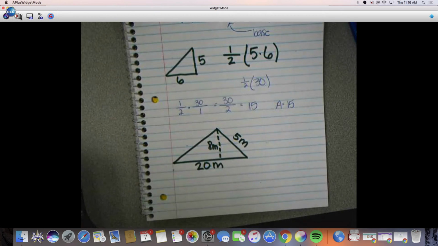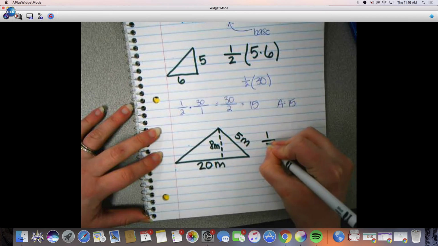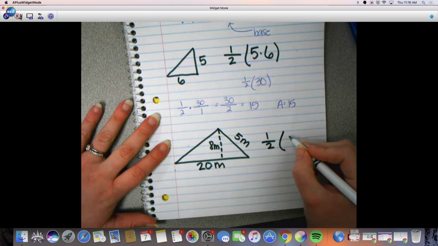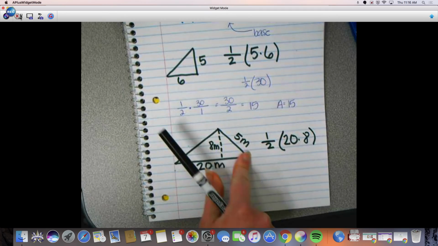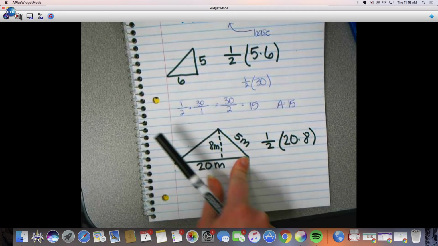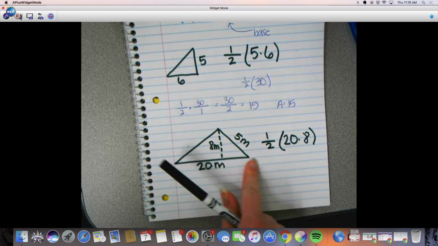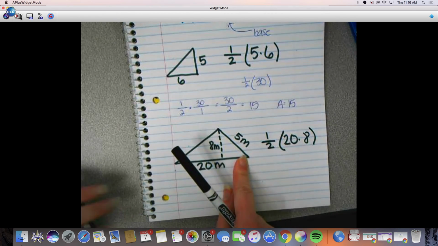So we're going to plug into our equation. We're going to have 1/2 times, what is the base? 20 times, what is the height? 8. Remember, I just told you this cannot be the height. You don't go get measured and lean over. You stand up straight. They gave you the height. You would be ignoring this number. You're not going to do anything with it to find the area.